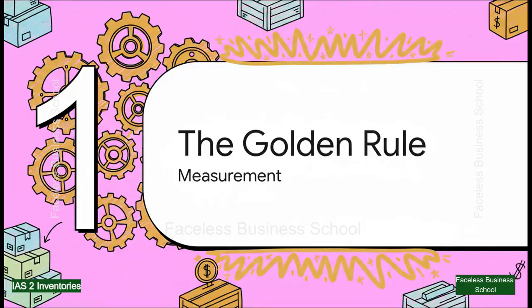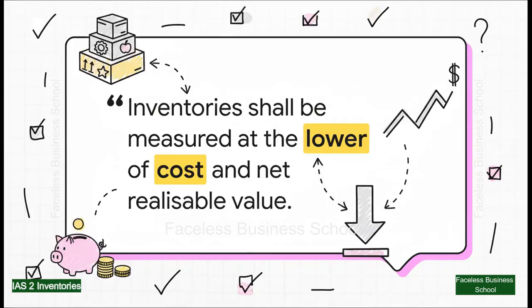So to solve that puzzle, IAS 2 gives us one single, really powerful principle that basically governs everything else. Look, if you take away just one thing from this explainer, make it this: the golden rule of inventory measurement. And here it is, straight from the source, paragraph 9 of the standard. Inventories shall be measured at the lower of cost and net realizable value. Seriously? This one sentence? It's the absolute heart of IAS 2. Every single calculation and every decision you make comes right back to this fundamental rule.